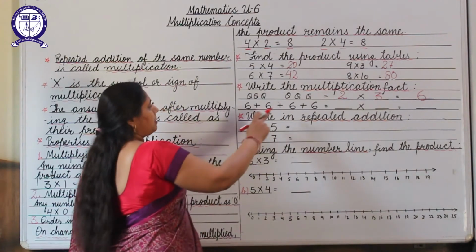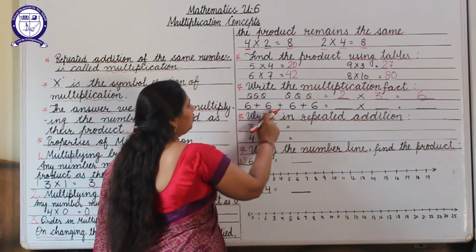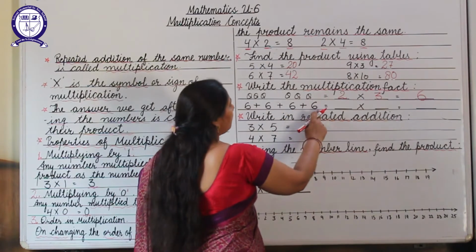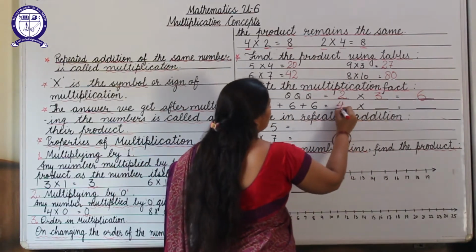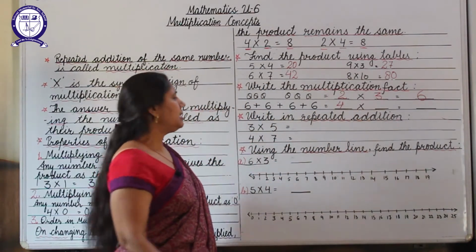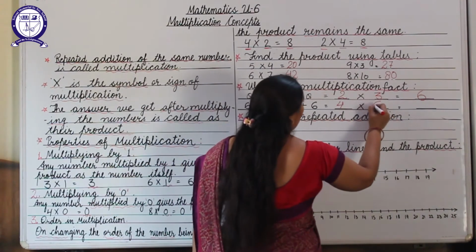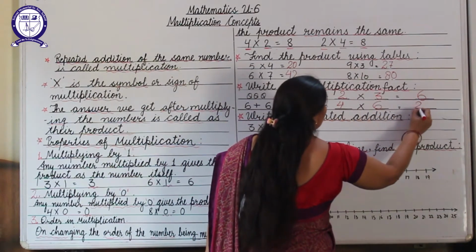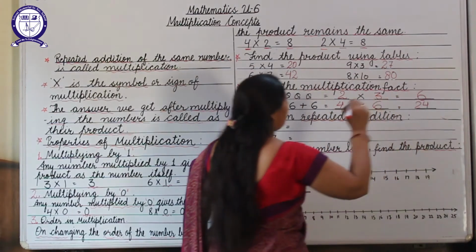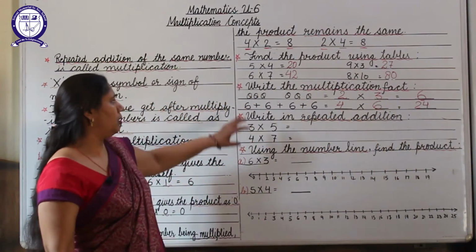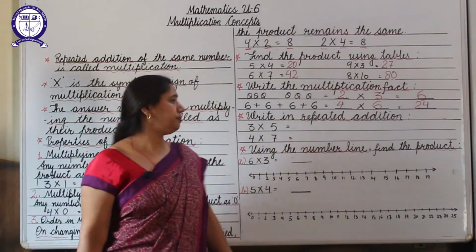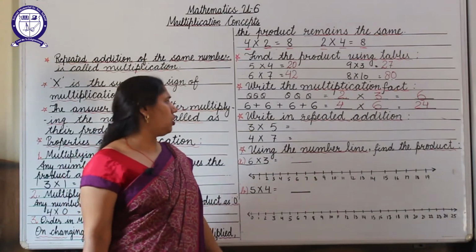So how many times the repeated addition? 1 time, 2 times, 3 times, 4 times. 4 times 6, so 4 sixes are 24. Okay, that is called the multiplication fact. Come to the next topic.